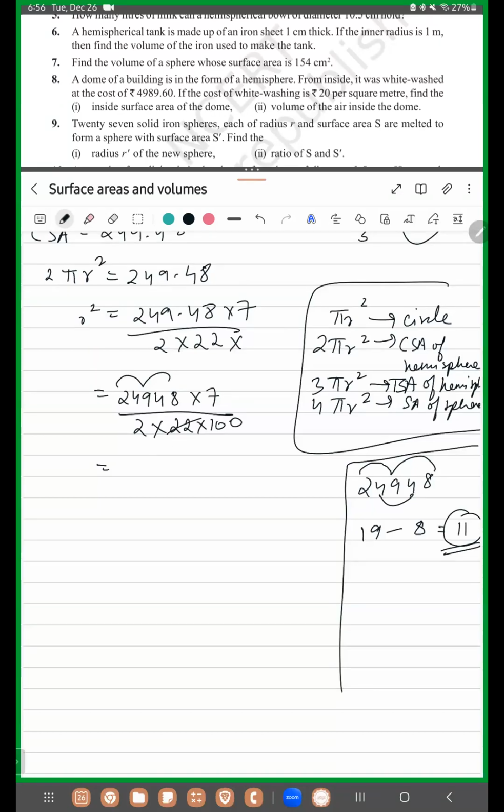So 11 twos are 22, 11 twos are 22, and 6 are 66, 11 eights are 88. Is this divisible by 4? Yes. So 4 fives are 20, 4 sixes are 24, 4 sevens are 28.